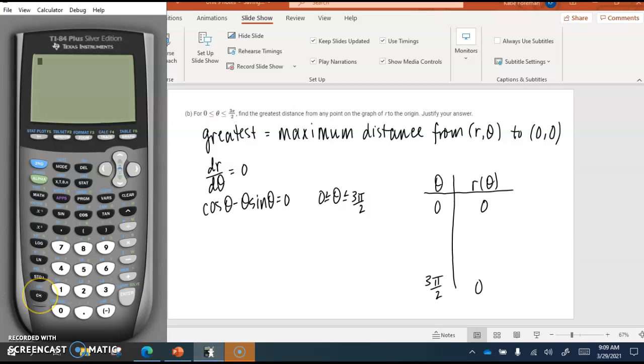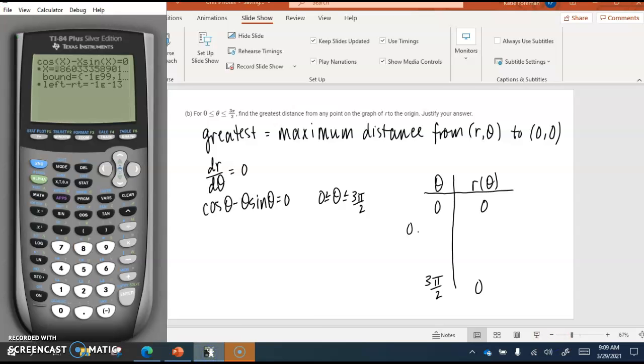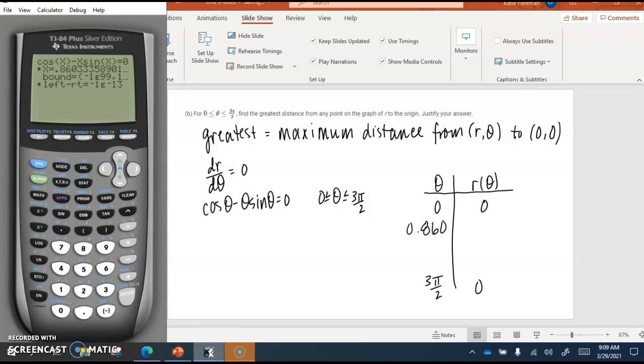Okay, so I am looking, my mode is in radians. I'm going to solve. So I have cosine of x minus x sine of x. I'm going to tell my calculator to look at 0, alpha enter. So that gives me a value of 0.860. And Emma, this is the question you asked. You're like, how do I know? Will they tell me if there's more than one point of intersection? The answer to that is no.